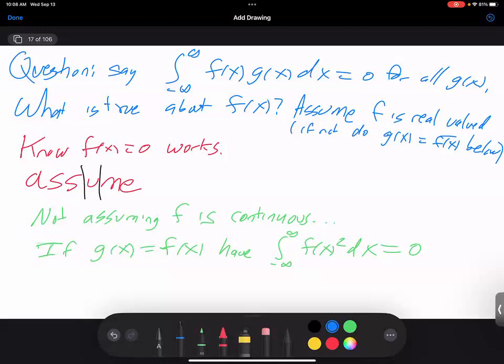So can f of x squared be negative? No. So it could be positive. What else could it be? 0. So f of x squared is non-negative. But I want this integral to be 0. Is that enough to force f of x squared to be 0 everywhere?